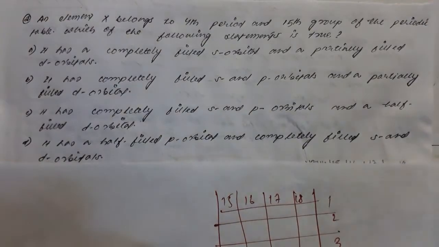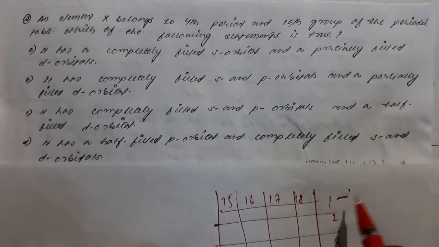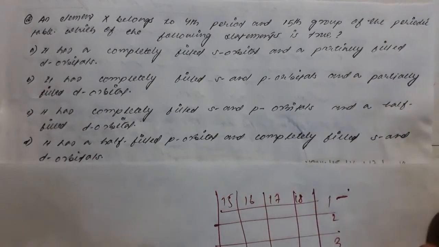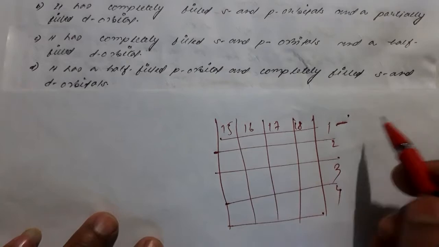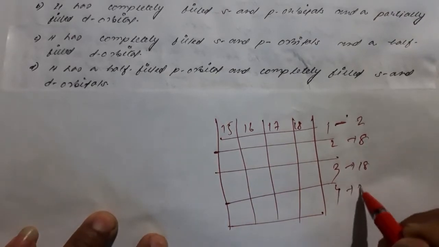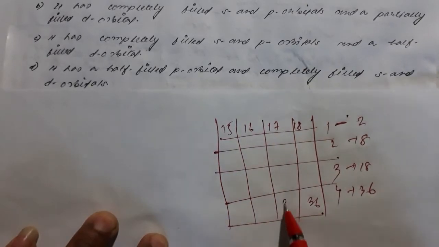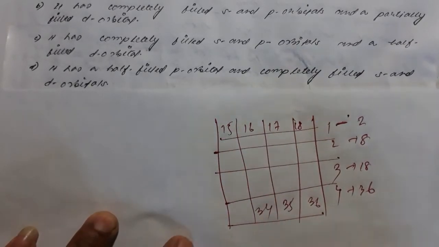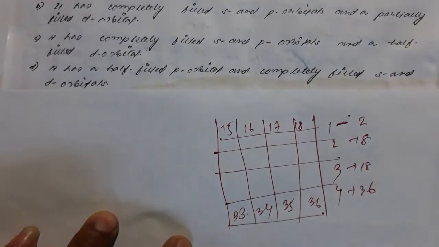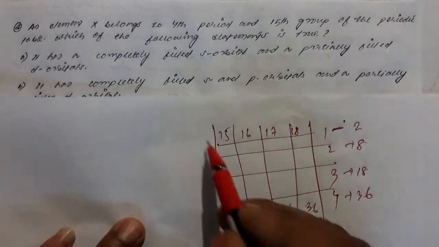We have to go after the electronic configuration of this particular atom. If you talk about the noble gas elements, we get to know: 2, 8, then 18, then 36. If it is 36 in the 18th group, then 35, 34, and 33. So here in the question, the atomic number of the element is 33.